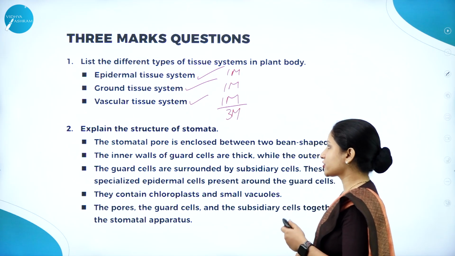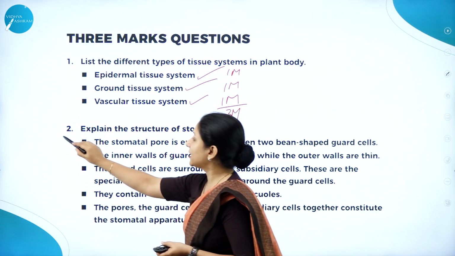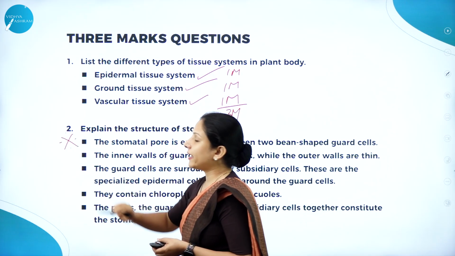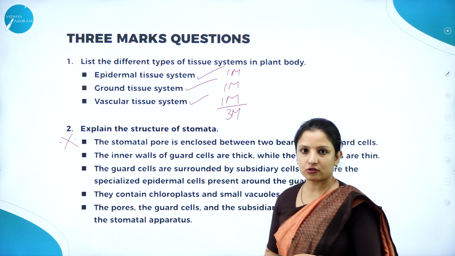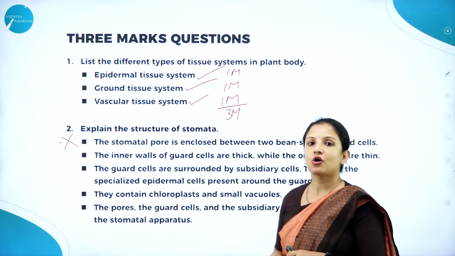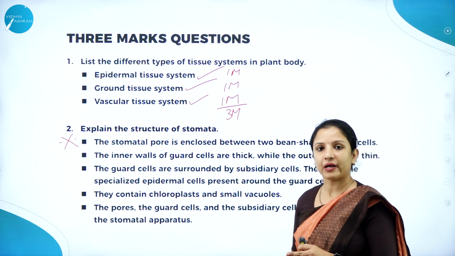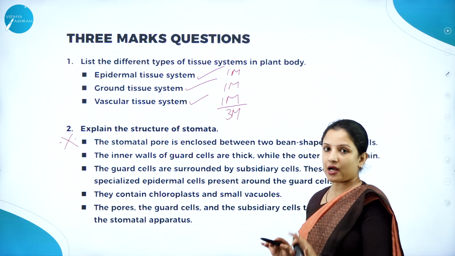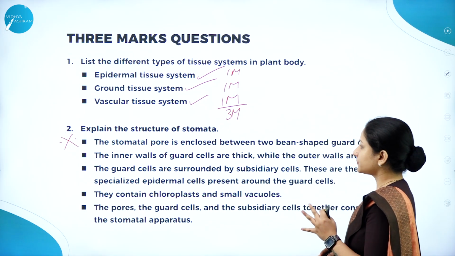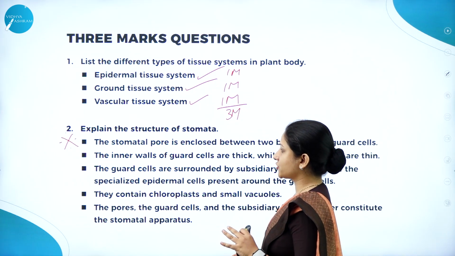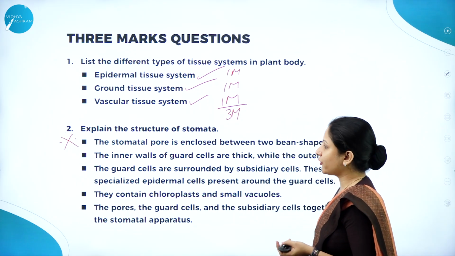Next, explain the structure of stomata. This is one of the very, very important questions. Either they can ask, explain the structure of stomata, or they can ask, draw a neat labelled diagram of the stomatal apparatus. This is usually asked. It is very, very important. Here you have to write the structure. At least 5 to 6 points are needed.